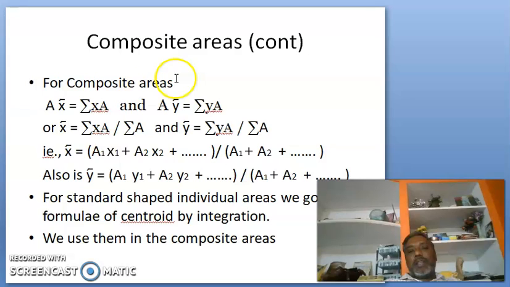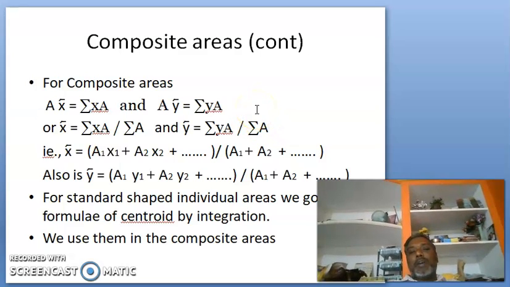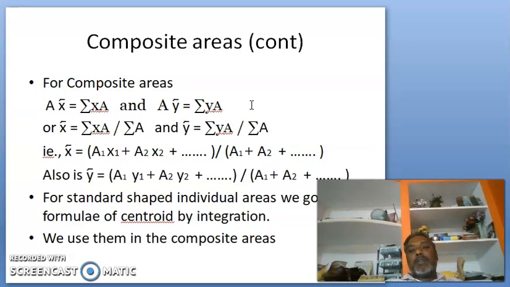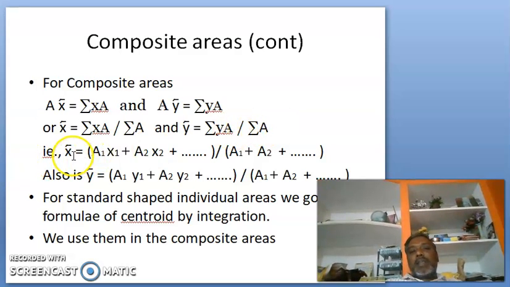For composite areas, instead of the integral sign, we go for summation here, as there are a definite number of independent areas available by dividing the whole area. So A x bar is equal to sigma xA and A y bar is equal to sigma yA, or x bar is equal to sigma xA by sigma A and y bar is equal to sigma yA by sigma A. Here x bar is equal to A1x1 plus A2x2 plus and so on, divided by A1 plus A2 and so on, which are the sigma terms. Similarly, y bar is equal to A1y1 plus A2y2 plus and so on, divided by A1 plus A2 plus and so on.